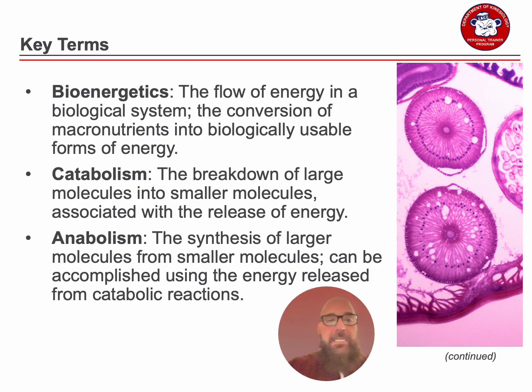All right. So a couple key terms that we need to understand. That concept of bioenergetics, which I just explained, is essentially the flow of energy in a biological system, the conversion of macronutrients, so think carbs, proteins, and fats, into biologically usable forms of energy. So, how do we derive energy out of that? Catabolism is the breakdown of large molecules into smaller molecules associated with the release of energy. And then anabolism is the opposite of that. It's the synthesis of larger molecules from smaller molecules and can be accomplished using energy released from the previously stated catabolic reactions.